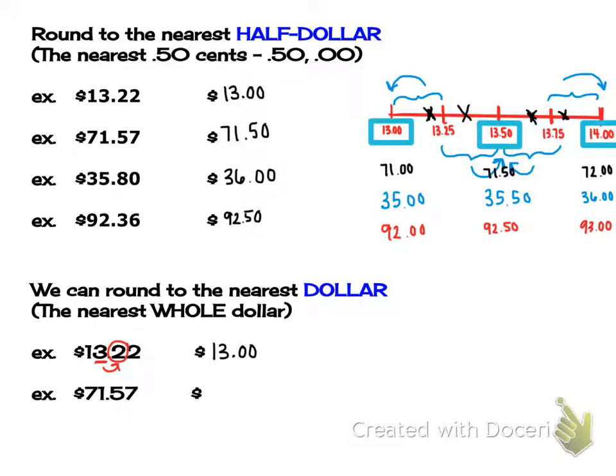You could also just say to yourself, is $13.22 closer to $13 or closer to $14? And it is closer to $13.